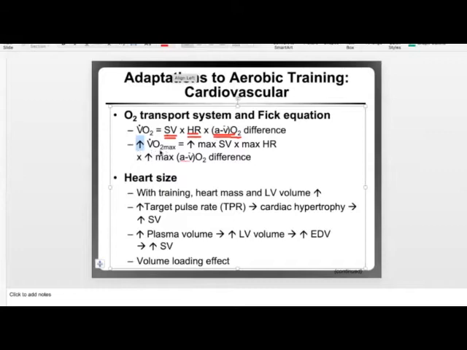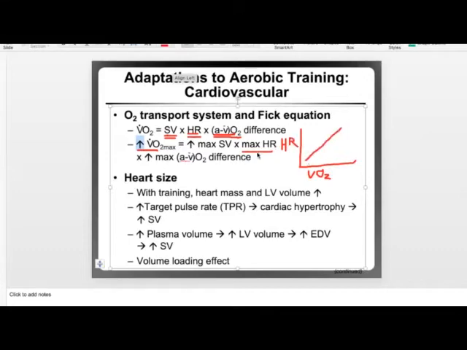An increase in VO2 max is correlated here. Heart rate is directly proportional to VO2 max. So usually if you graph VO2 max and you graph heart rate, as one increases, the other increases. So they have a linear relationship.